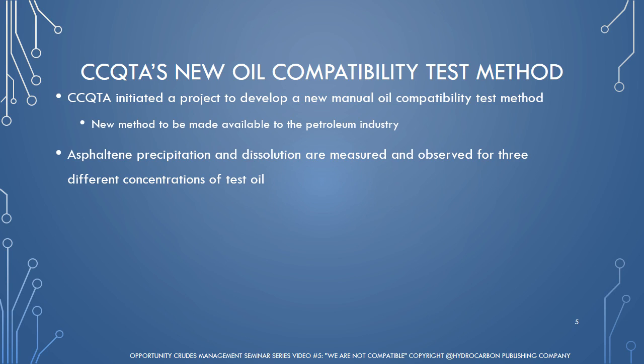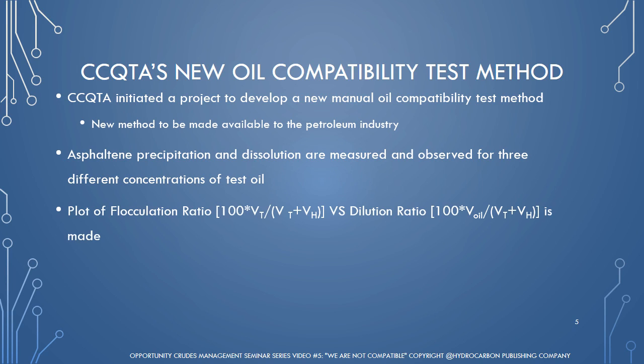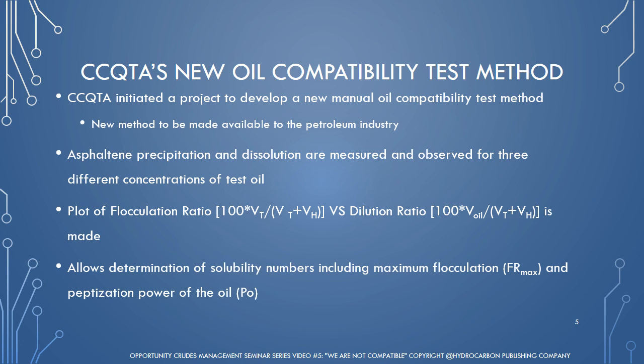From this data, a plot of flocculation ratio versus dilution ratio is made. This plot allows determination of all the solubility numbers, including maximum flocculation and peptization power of the oil. The maximum flocculation is equal to the solubility blending number and the peptization power is equal to the insolubility number when toluene and n-heptane are used for both.